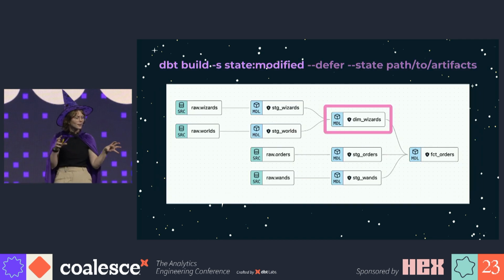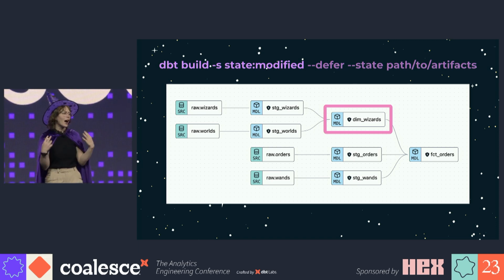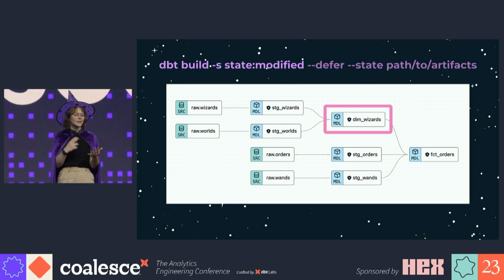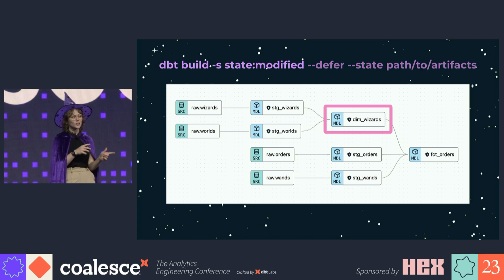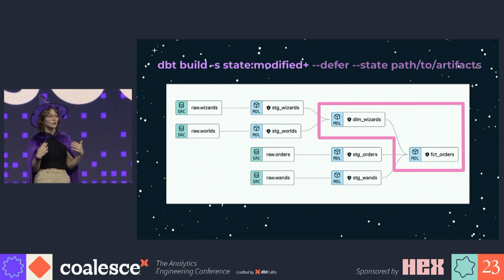So when I combine deferral and state together, I can select only the models I care about for my CI check. So if I've only changed my dim wizards model, and I run dbt build select state modified, the CI check is only going to run on my dim wizards model. Now, more likely, I also want to check that my changes to dim wizards didn't break anything in fact orders, since fact orders depends on dim wizards. And that's why our default CI command is dbt build select state modified plus, to run not just the models that I've modified, but also their downstream dependencies. And dbt Cloud takes care of all the complicated deferral and state pieces behind the scenes.